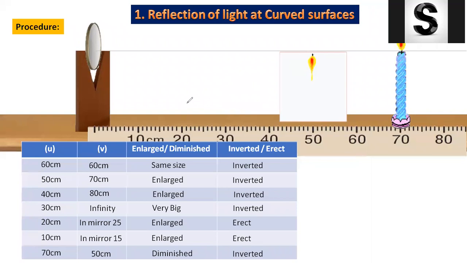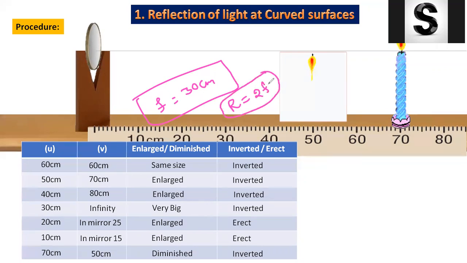So already I chose a mirror with focal length 30 centimeters. F is what? 30 centimeters. Then what about its radius of curvature? 60 centimeters. Why is it 60 centimeters? What is the relation between radius of curvature and focal length? R is equal to 2F. So when I substitute the value in this, what will I get? R is equal to 2F, that is 60 centimeters. F is 30 and R is 60.